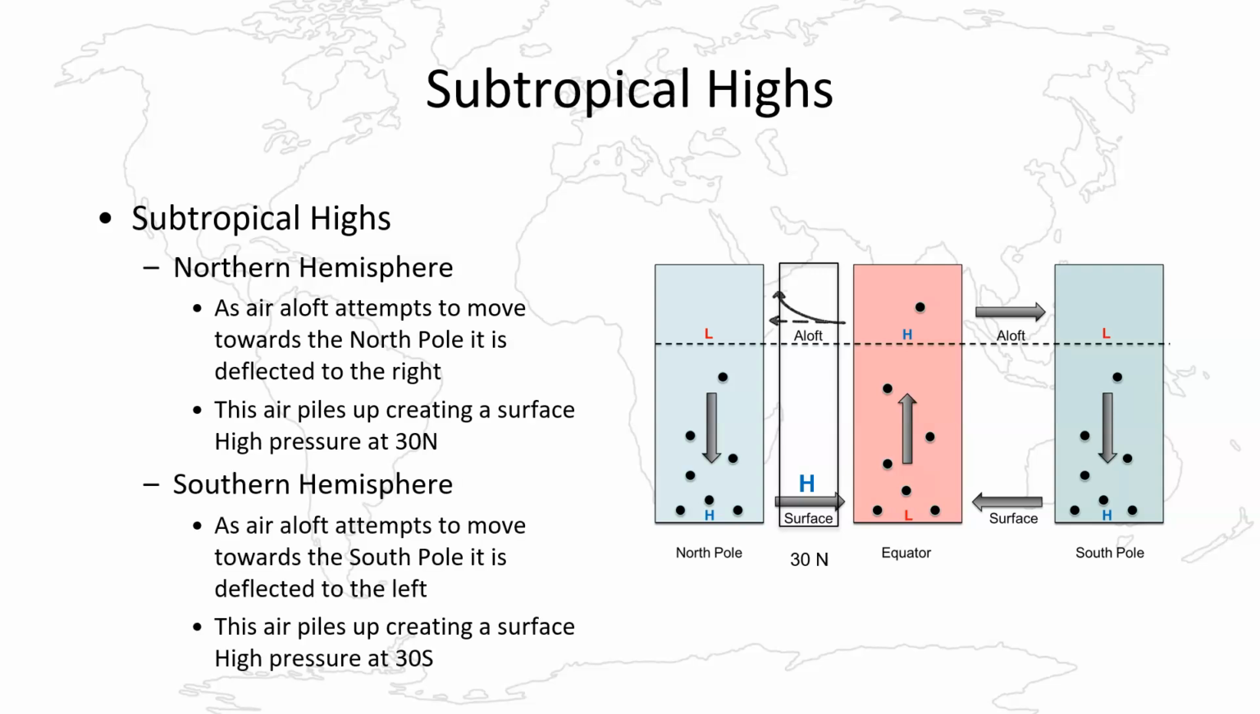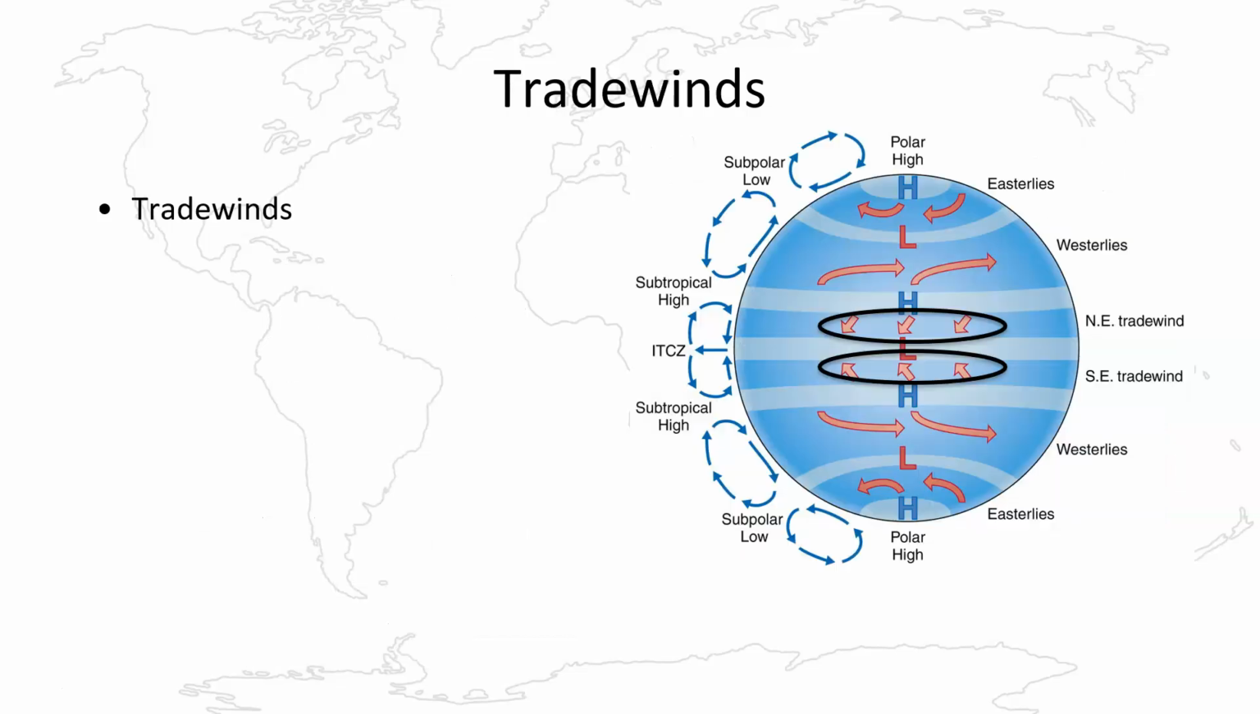What about the southern hemisphere? In the southern hemisphere, the same basic process is going to happen. Winds aloft are going to want to go from the equator to the South Pole, but they're going to get deflected to the left relative to motion, and they're going to pile over top of 30 degrees south. Again, with air piling over top of that location, you end up with a surface high pressure system. And so that explains this feature at 30 degrees north and 30 degrees south.